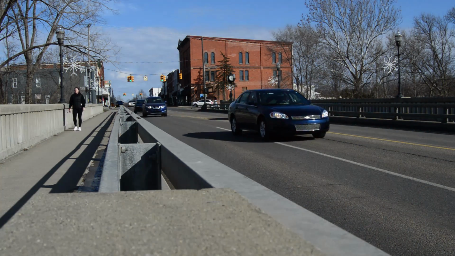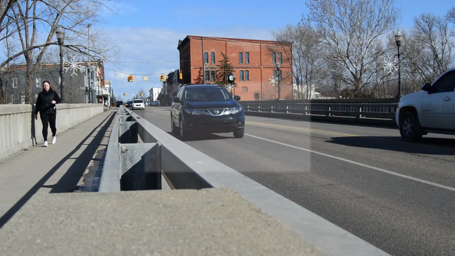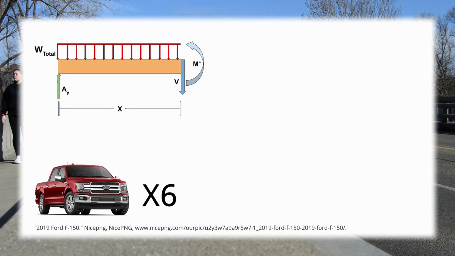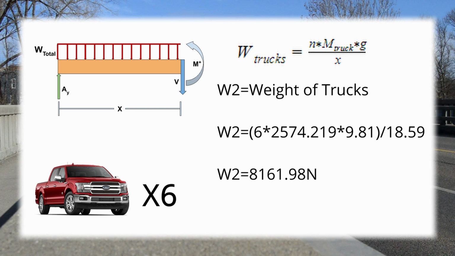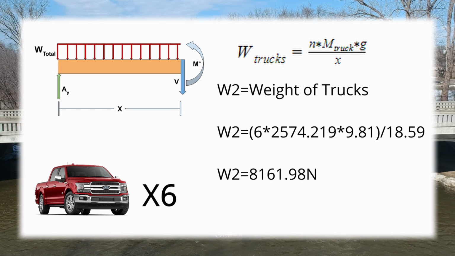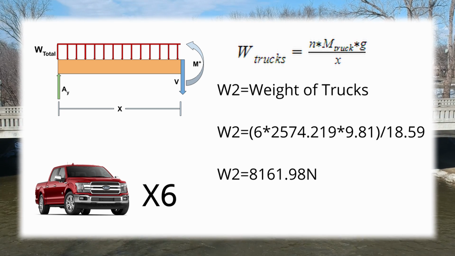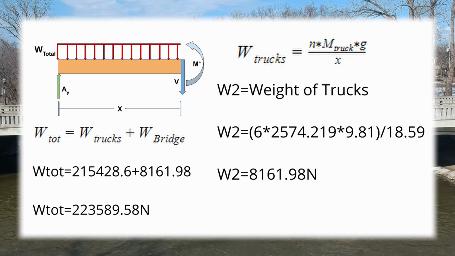We then solved for the distributed loads caused by traffic in the worst-case scenario for the bridge. We used 6 large pickup trucks to simulate the most weight the bridge will have to hold based on the traffic in that area. The equation used for that force is W2, which equals the number of trucks, times the mass of a single truck, times gravity, divided by length of the bridge section. We then added the forces together to get a W total for the bridge.